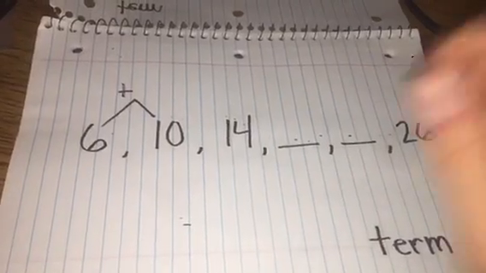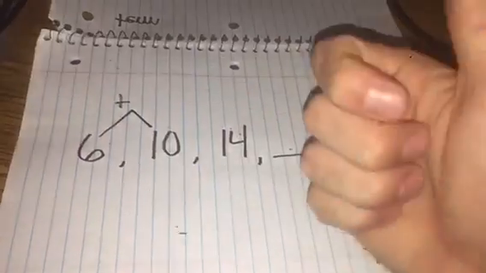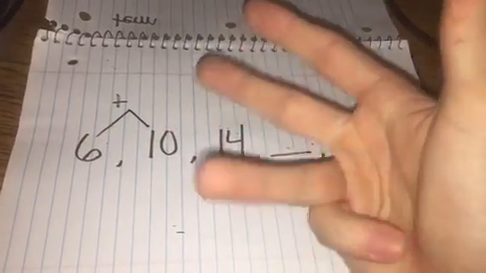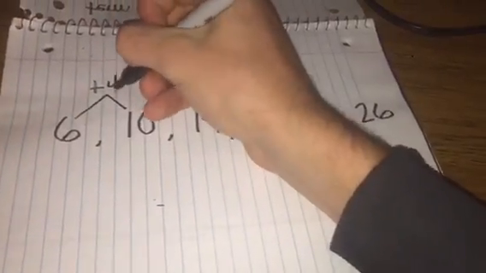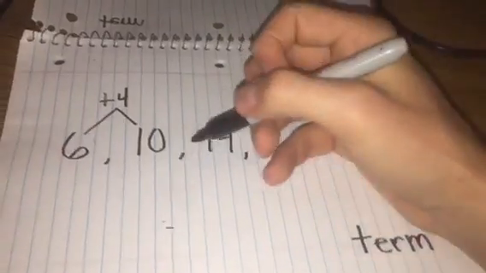So what I'm going to do is I'm just going to make it simple for myself. I'm going to start at 6, and I'm going to count up to 10. 6, 7, 8, 9, 10. 4. So I'm going up plus 4 to get from the first term to the second term. Then I want to look at my second term to my third term.